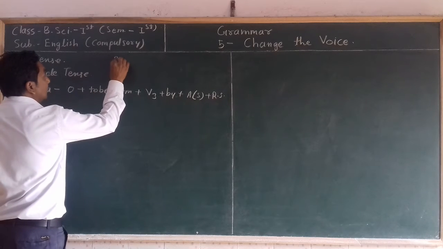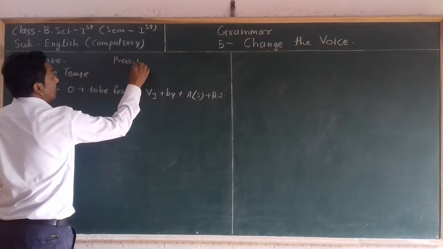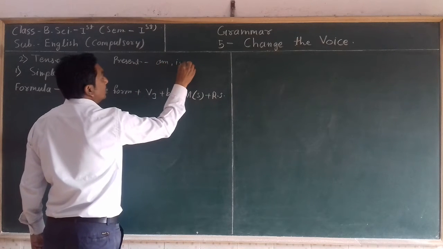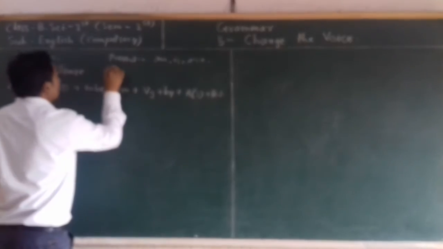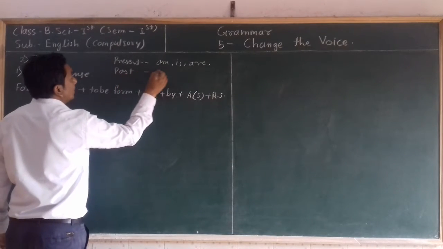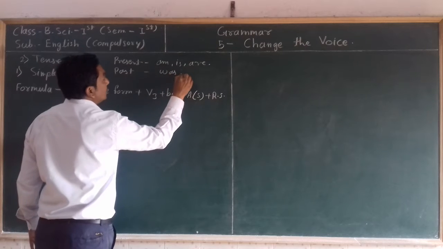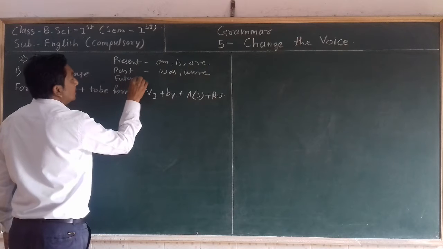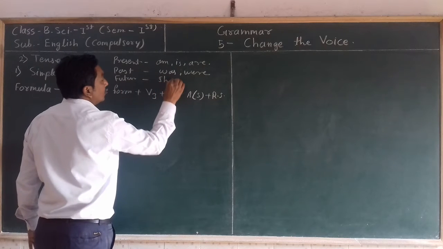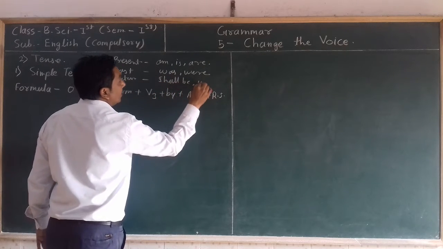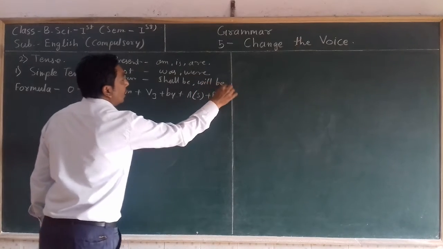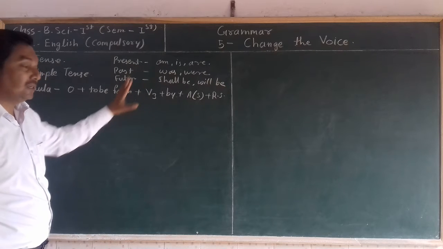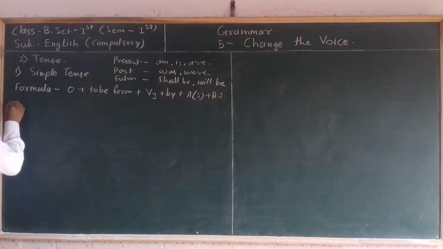In present tense, there are the to be forms am, is, are. In past tense, there are the to be forms was, were. In future tense, there are the to be forms shall be, will be. Always remember this. By using this, we can transform any sentence. So let's take an example.